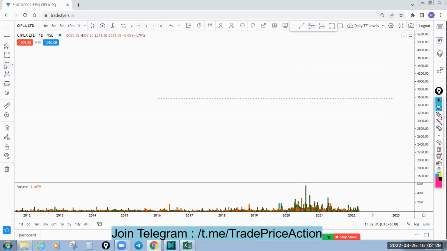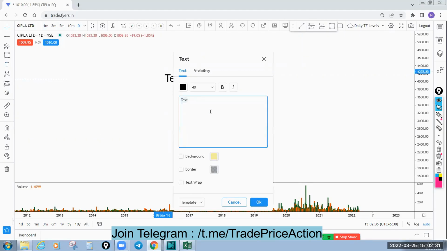Let me explain one more method of equity intraday stock trading. This method is called the 3P method. The first P stands for participation. The second P stands for position. And the third P stands for price.